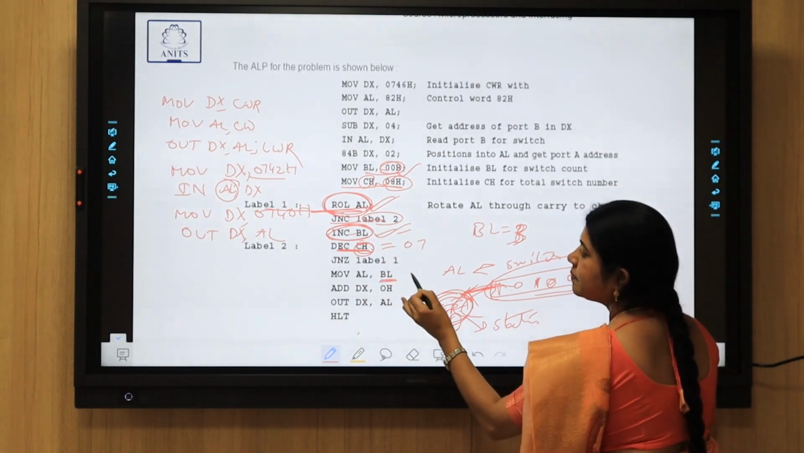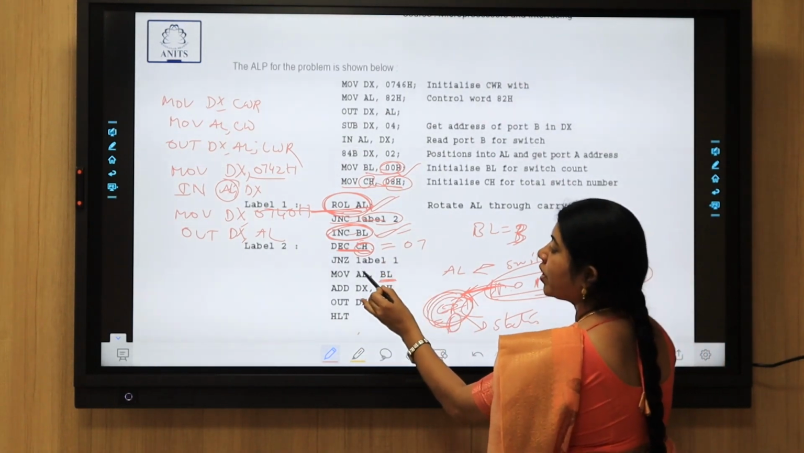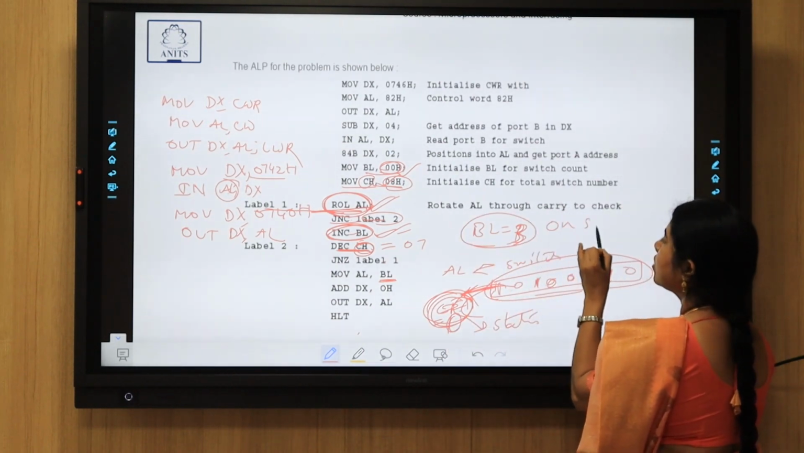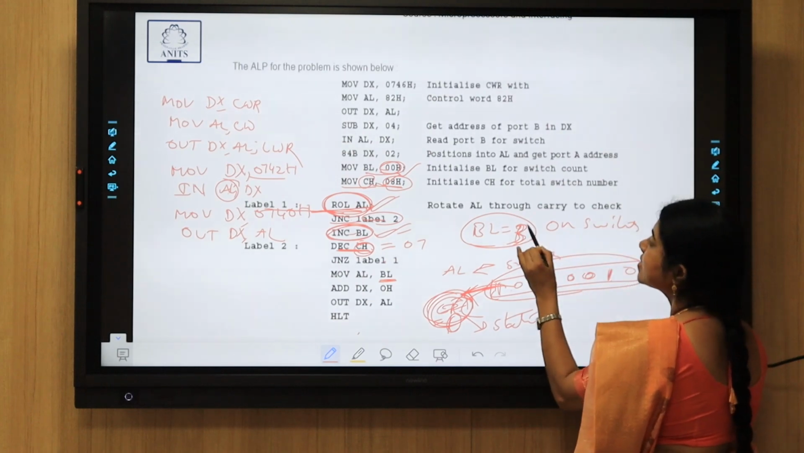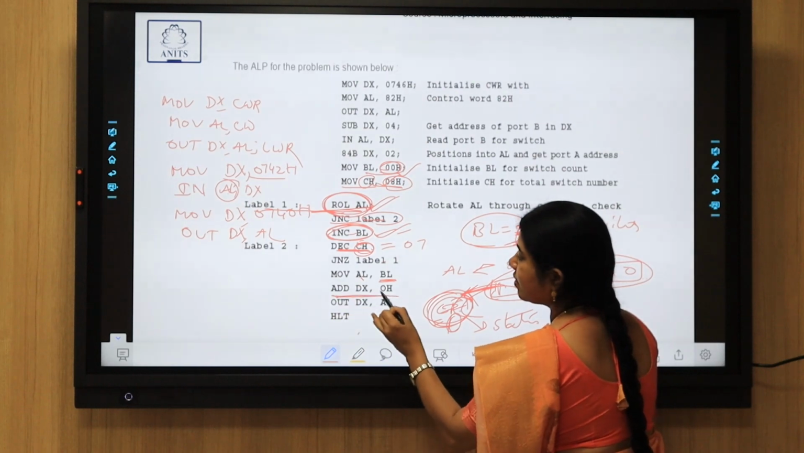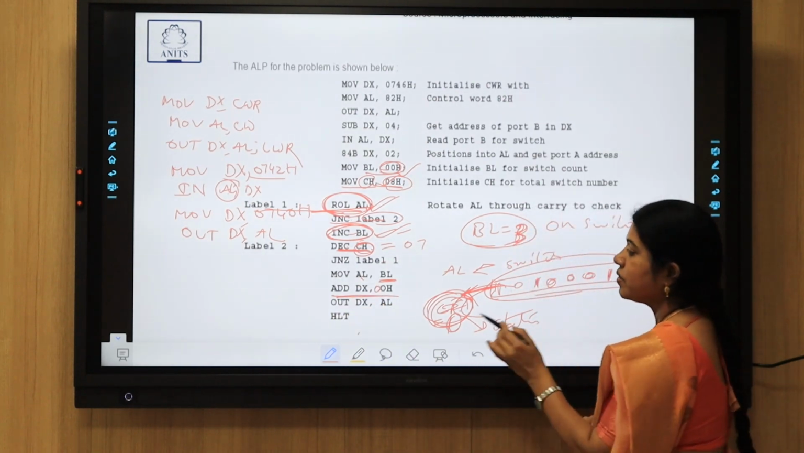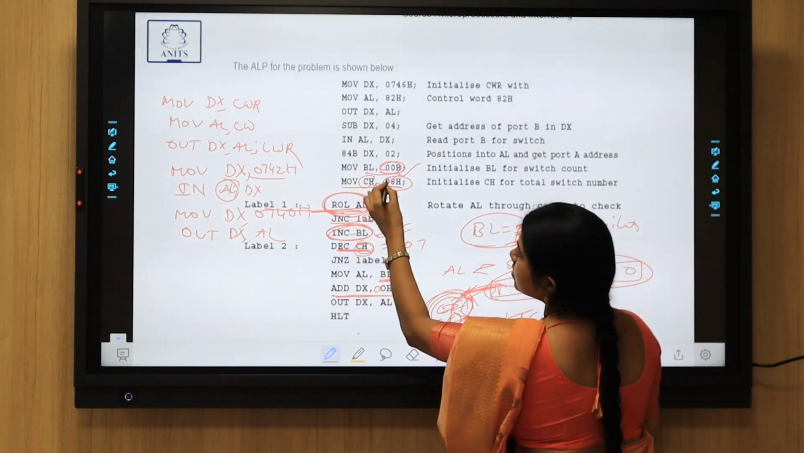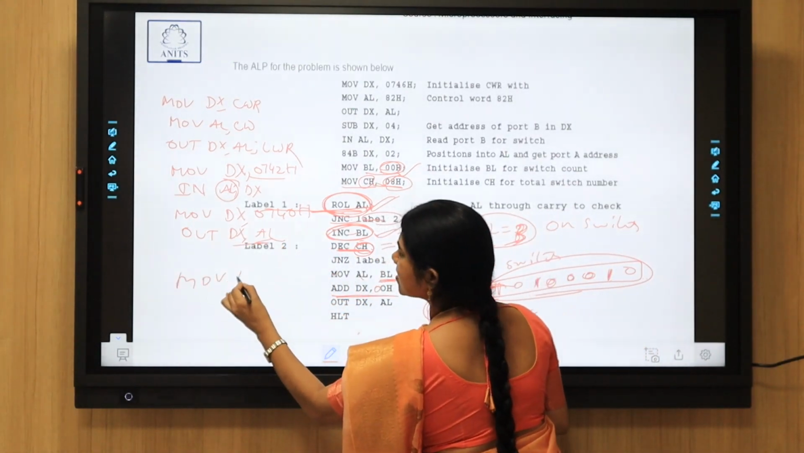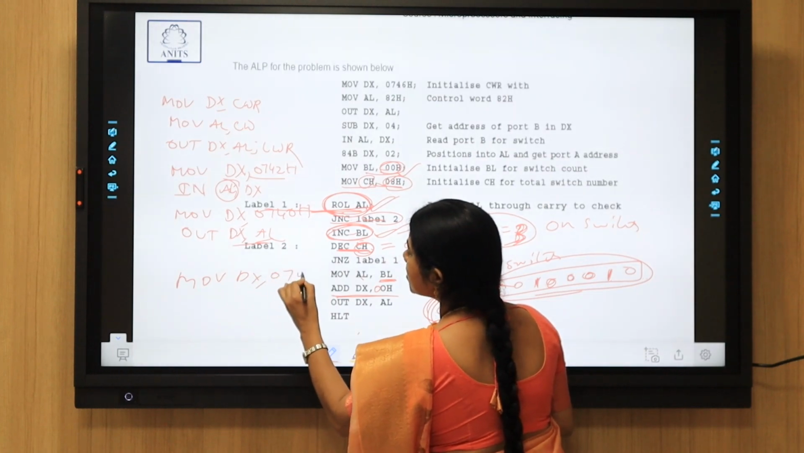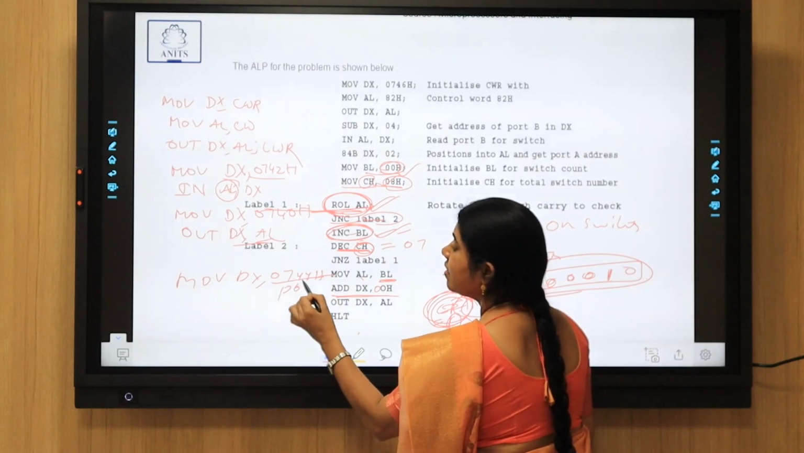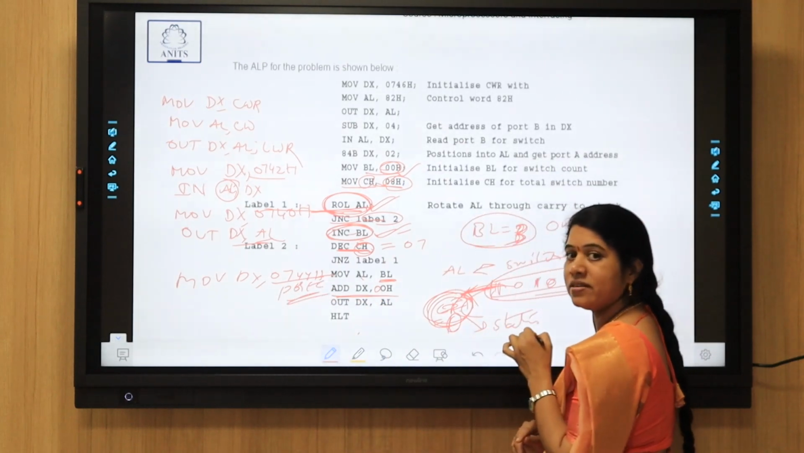What happened here? BL will be loaded into AL. What is BL? BL is holding the on switch count. What is the on switch count? It is 3. This will be loaded into AL. Then DX, 00H. Because port A is already initialized here. To get the port C address, we can initialize like this, move DX, 0744H, because this is the port C address where the on switch count is to be displayed.